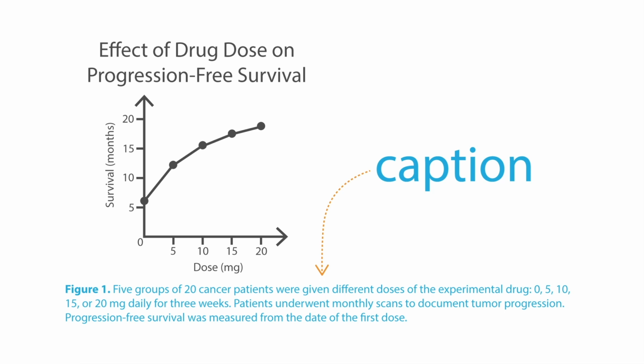For example, this caption states that 5 groups of 20 cancer patients were given different doses of the experimental drug daily for 3 weeks, and that patients underwent monthly scans to document tumor progression, and that progression-free survival was measured from the date of the first dose. All of that information helps someone who wasn't part of the study understand what this graph means, but it's also information it would be difficult to show just with the graph alone.